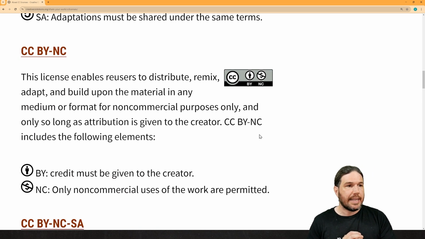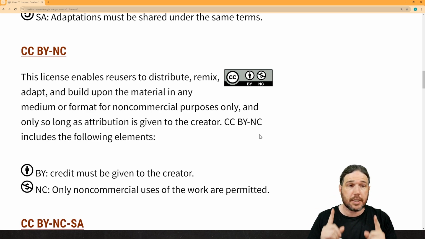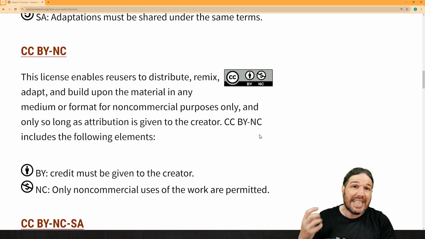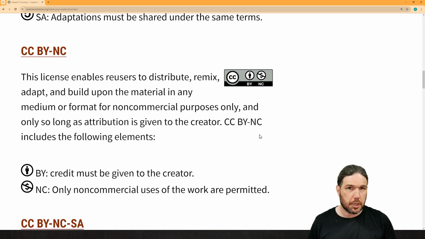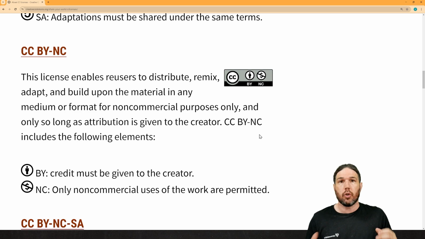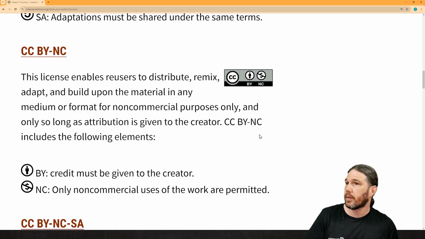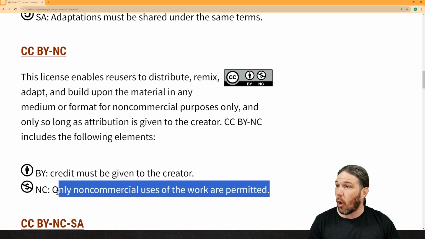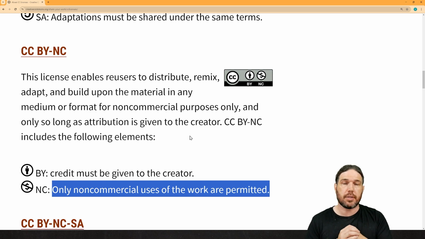CC BY NC. This license enables reusers to distribute, remix, adapt, and build upon the material in any medium or format for non-commercial purposes only. Notice there's the little dollar sign with a slash through it. That NC means non-commercial. It means that someone else cannot use your work to make money. And only, of course, so long as attribution is given to the creator. So credit must be given, and only non-commercial uses of the work are permitted.